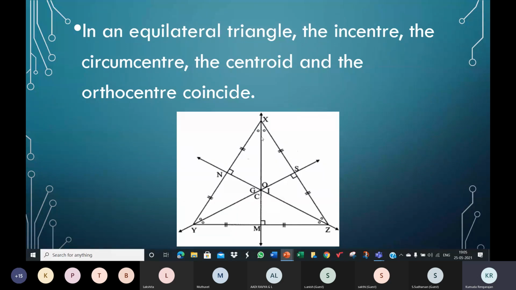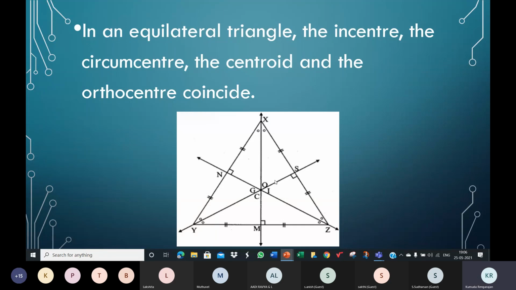So when XM is the median and G the centroid, G divides XM in the ratio 2:1. XG is two parts. GM is one part. It's not the other way. It's not GM two parts. From the vertex to the centroid is two parts. From the centroid to the midpoint of the opposite side is one part. 2:1.